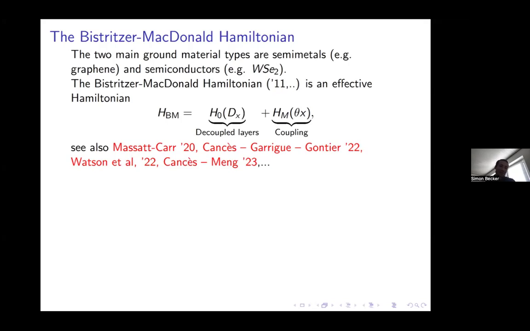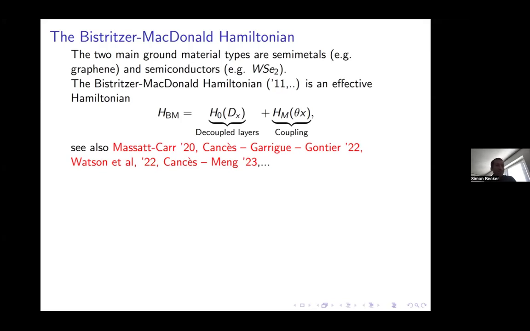Now there's been quite some work on trying to understand where that model actually comes from. So again, we have some work by Massad and Carr on this, also quite, I would say, in between mathematics and physics. Then Conseil, Garrigue, Gontier, that was in 2022. Then work by Alex Watson and collaborators. And I saw, I think maybe a couple of days ago, that that paper won the Journal of Mathematical Physics Award. I think it was published in 2023, so for last year.